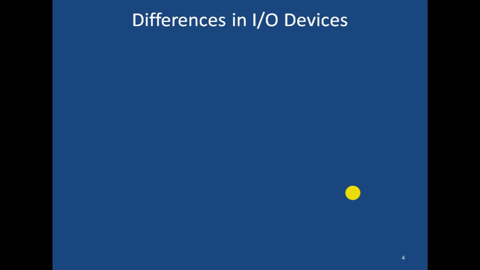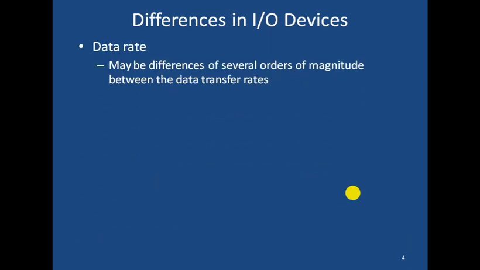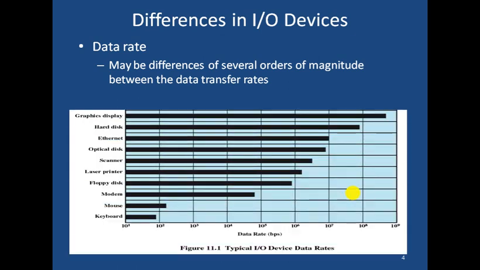So next we will discuss differences in I/O devices. The I/O devices can be differentiated based on various factors. First, based on the data rate, we can differentiate the I/O devices. Data rate means data transfer rate. It can vary from one device to another device.